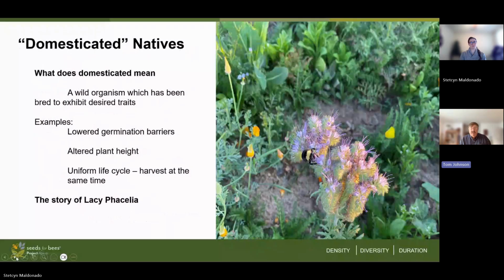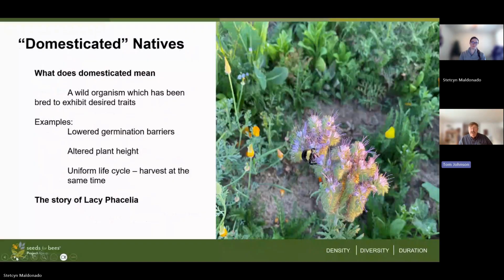Altered plant heights. Some plants, more so in the shrubs than the wildflowers, but there are plants that have evolved to be short and sprawl versus the same plant from another location gets about 10 feet tall. So those are kind of like variety, basically making a variety type of thing.